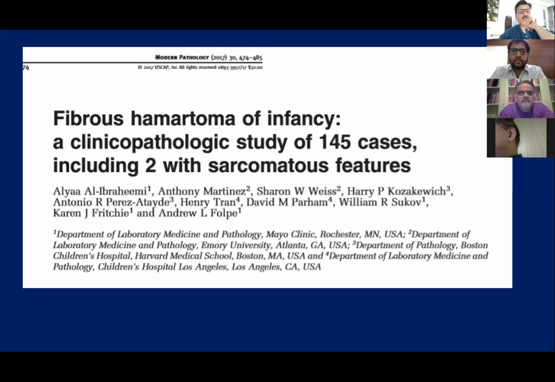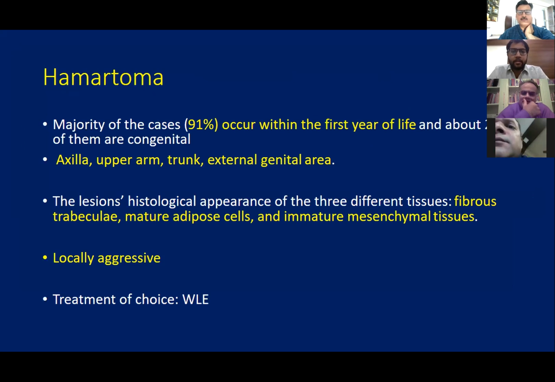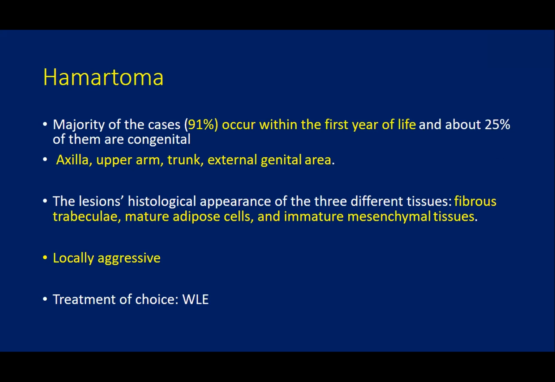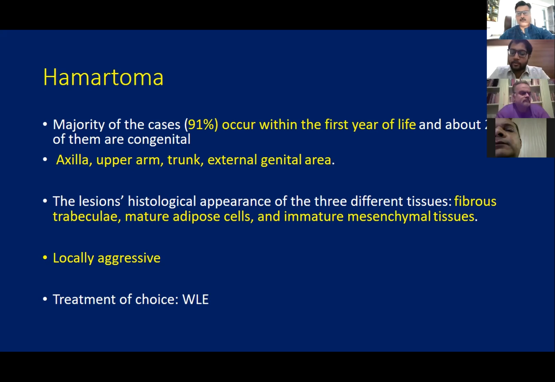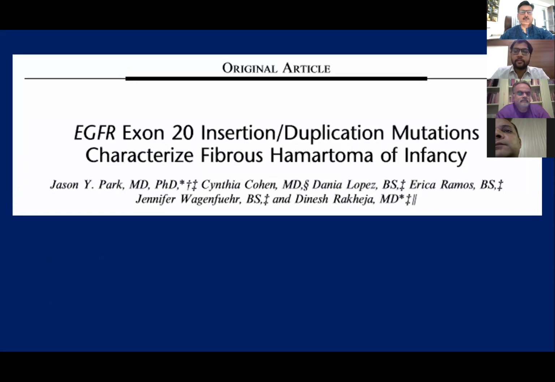Yes. So fibrous hamartoma of infancy, as Sanjeev sir told, the majority of these cases occur within the first year of life, and about 25% of them are congenital. Axilla, upper arm, trunk, and external genital area are the common occurrences. Chest wall is a rarer area, but it has been mentioned in the literature. The lesion's histological appearance has three classic tissues: fibrous trabeculae, mature adipose tissue, and immature mesenchymal tissue, all of which were shown in the histopathological images before. It's a locally aggressive lesion, and the treatment of choice would be what we did in this case, wide local excision.